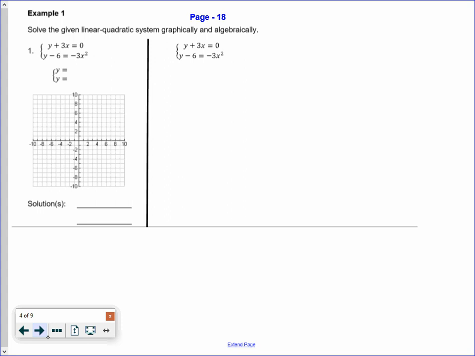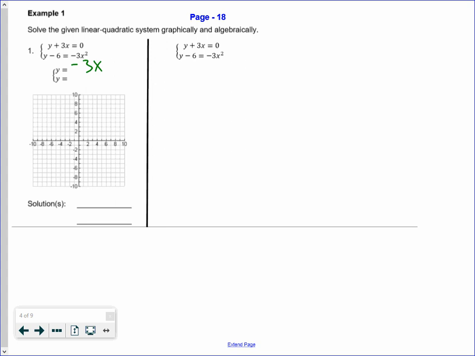Let's actually look at a couple of examples. Number 1, we have y plus 3x equals 0, and y minus 6 equals negative 3x squared. If we're trying to solve this graphically, we're going to set both those equations equal to 0, and graph it that way. So for y plus 3x equals 0, we just subtract the positive 3x to get y equals negative 3x.